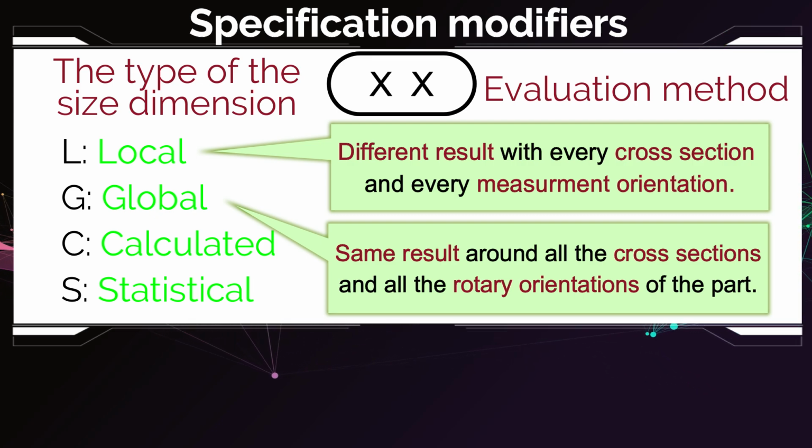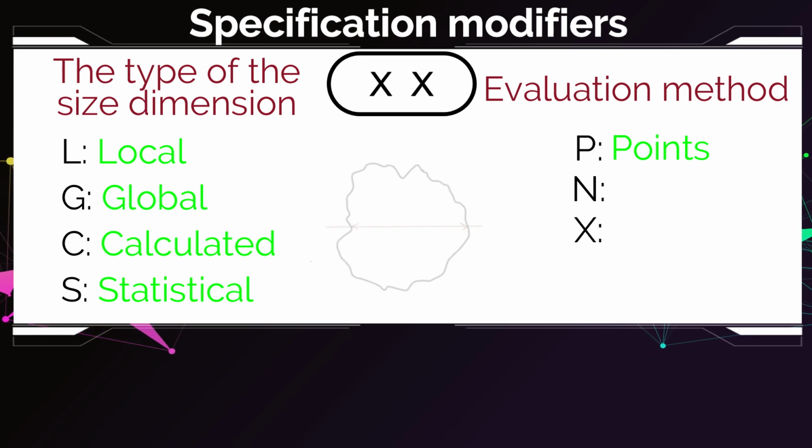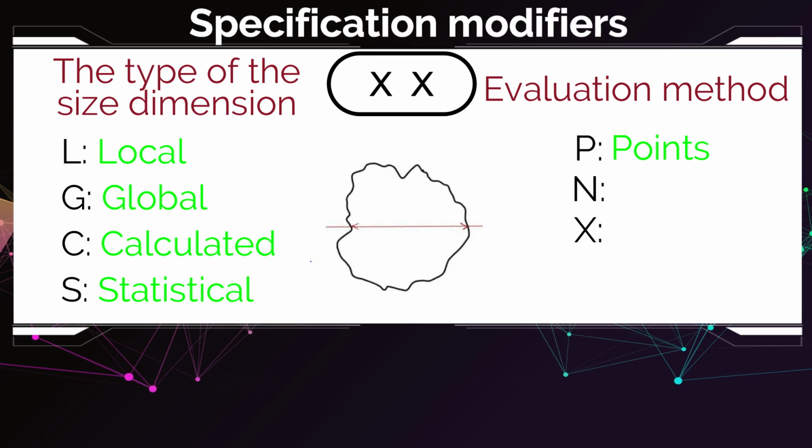The second letter can be one of 15 letters. Each indicates how the measurement is evaluated. Let's look at P and X. P stands for points. It means the result of the measurement is the distance between two opposite points. It's the most common method of evaluation. This is the direct result that you get from a micrometer, for example, or a vernier caliper.